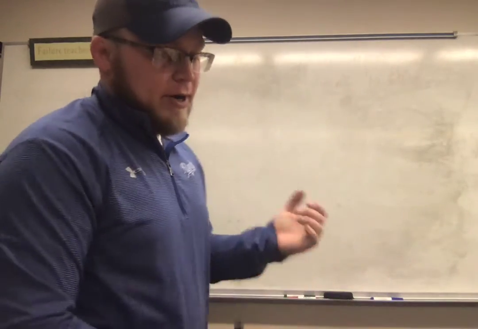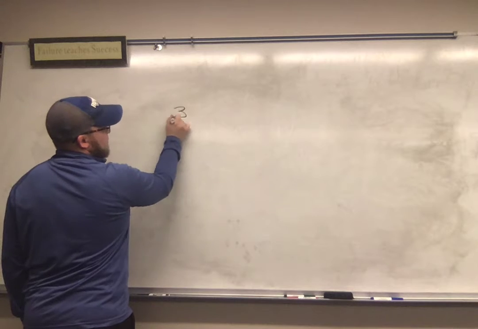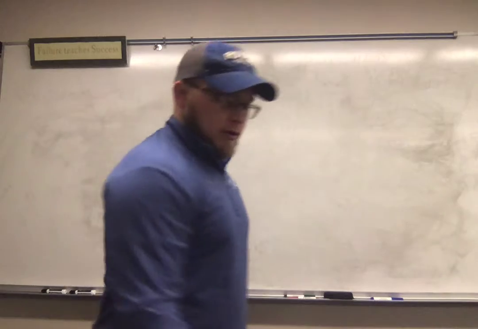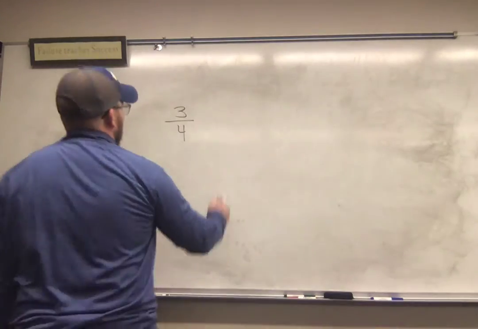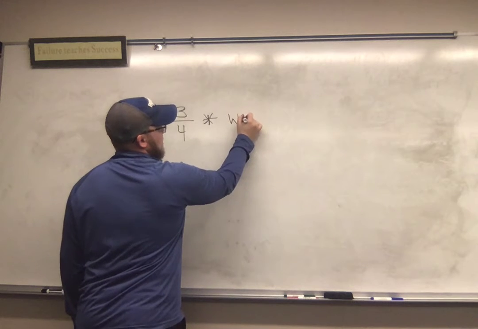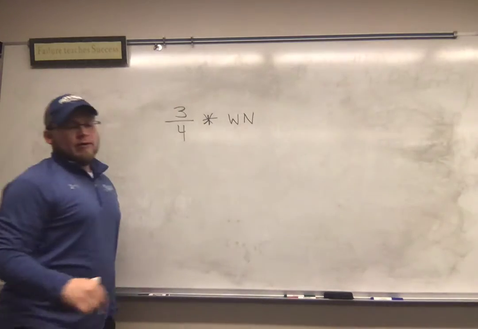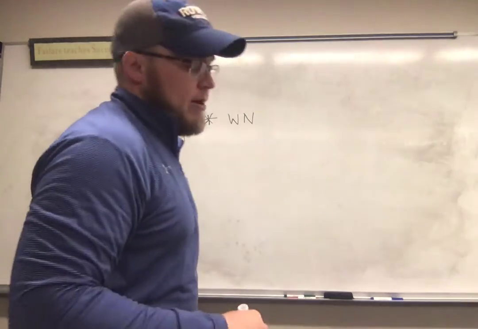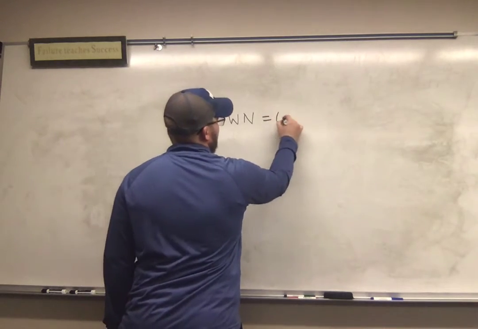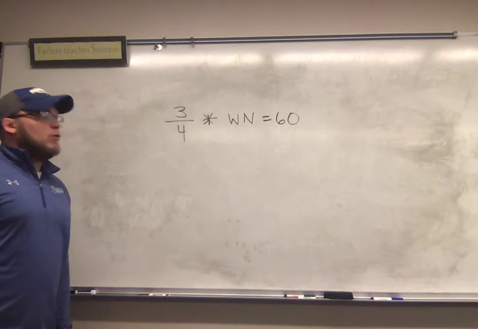Three-fourths of what number is 60? So let's write that out. Writing 3/4 instead of writing it in words, 3/4 of what number? Of means times. Again, I like to abbreviate so I remember what we're looking for. We're looking for a number. What number? So 3/4 of what number is, equals, and then 60.